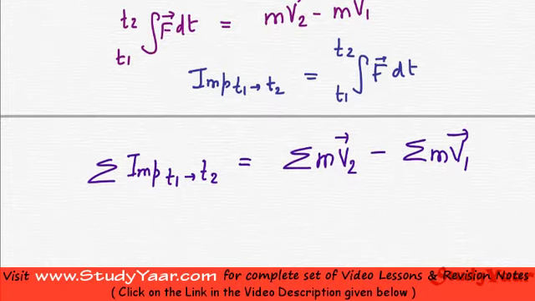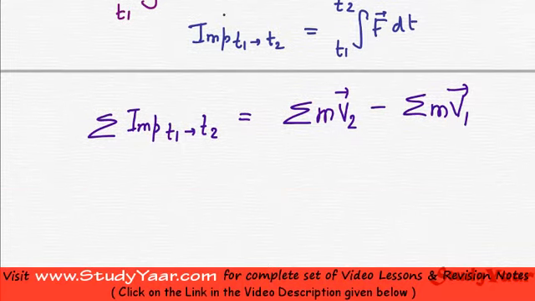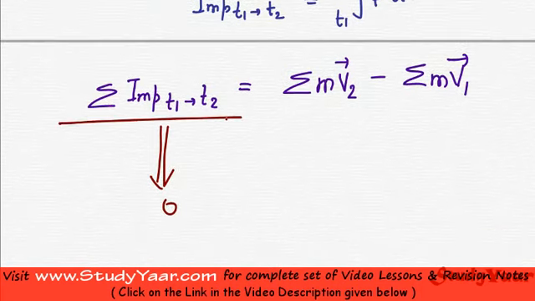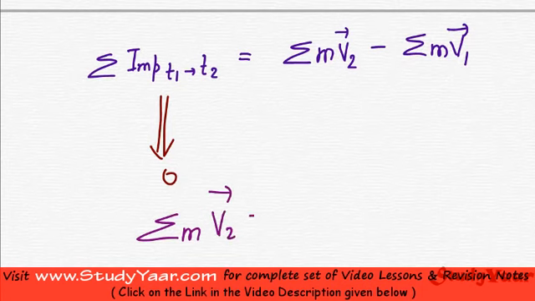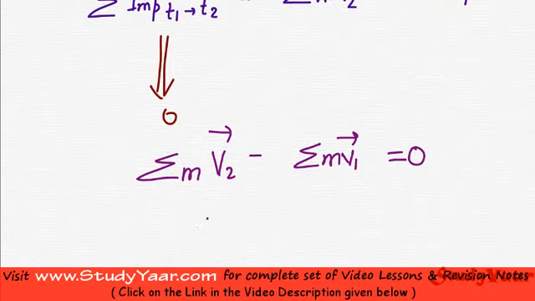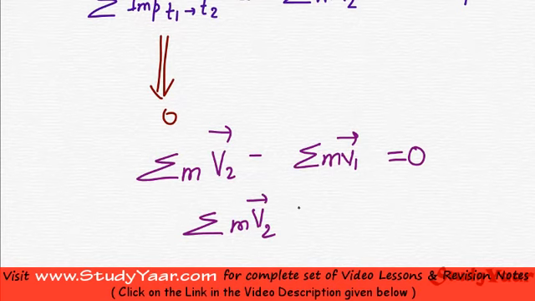You get this result, and if for a system the sum of external forces is equal to 0, then you get a very important result: mv2 minus mv1 is equal to 0, which basically tells you that momentum is conserved.